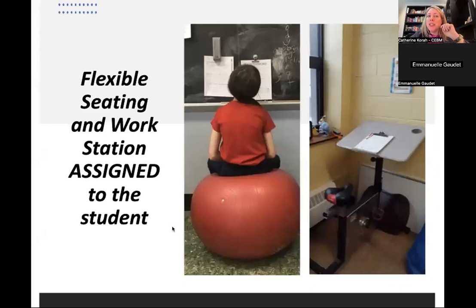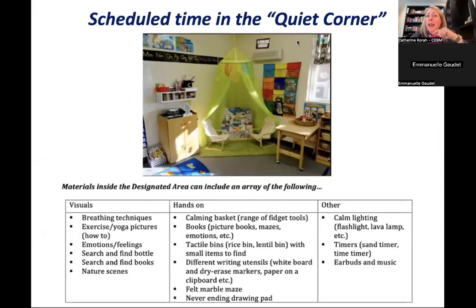And so maybe the student needs to be assigned a specific flexible seat, or they need to have the quiet corner be scheduled preventatively in their daily calendar. So we're not waiting for them to be disorganized for them to go there, but we actually do this preventatively, because if they only go there when they're upset, then they're never in a good place where they're able to try out different tools and see what works and what doesn't for them.